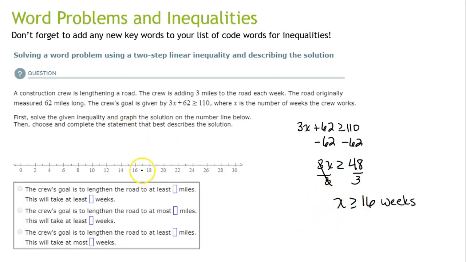So we're going to graph this. I want a shaded in circle on the 16, and I want to shade to the right. Well, let's talk about the goal. The goal was greater than or equal to 110. So let's narrow it down from here. Would at least or at most mean greater than or equal to? At least is greater than or equal to, so it can't be this one. So it's either at least 110 miles here or at least 110 miles here. Now let's look at our weeks. Greater than or equal to, is that at least or at most? It's at least, so it should be that one.